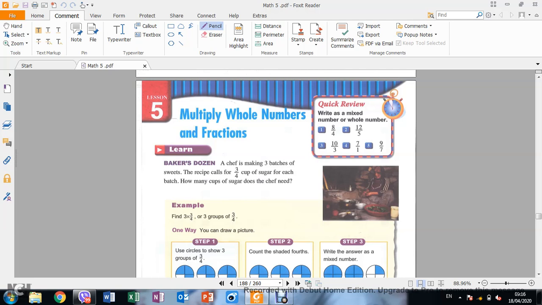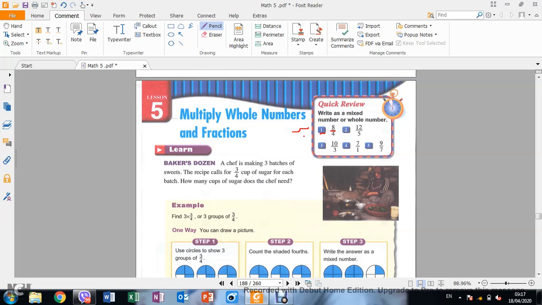For example, quick review: write as a mixed number or whole number. We have these fractions. We need to change them to solve. How? This line means divide, okay? I remind you again: 8 divided by 4 equals what? You can use long division.